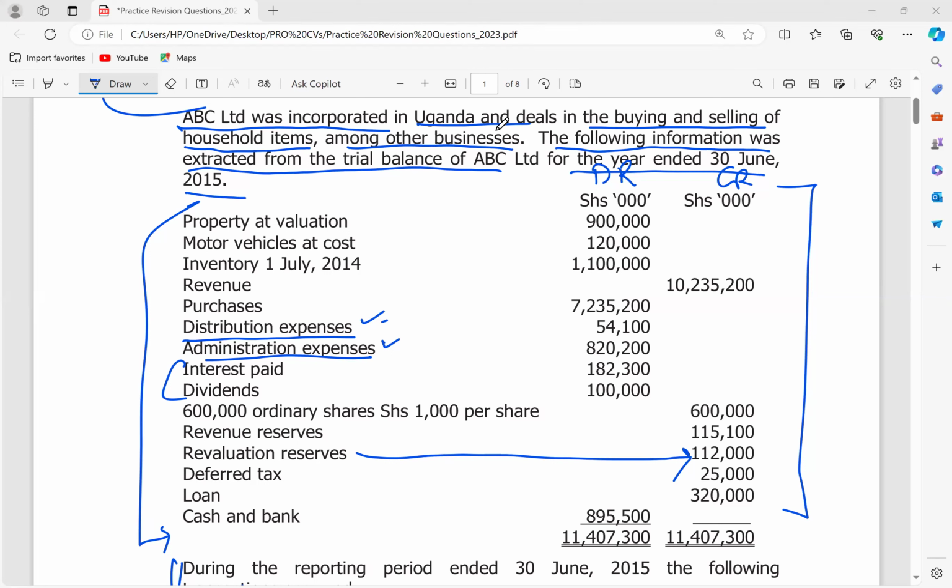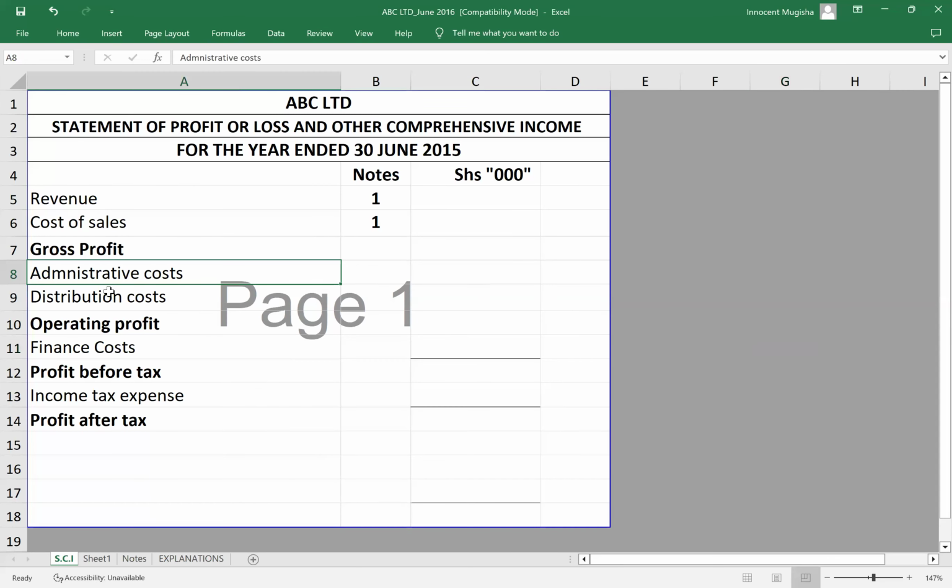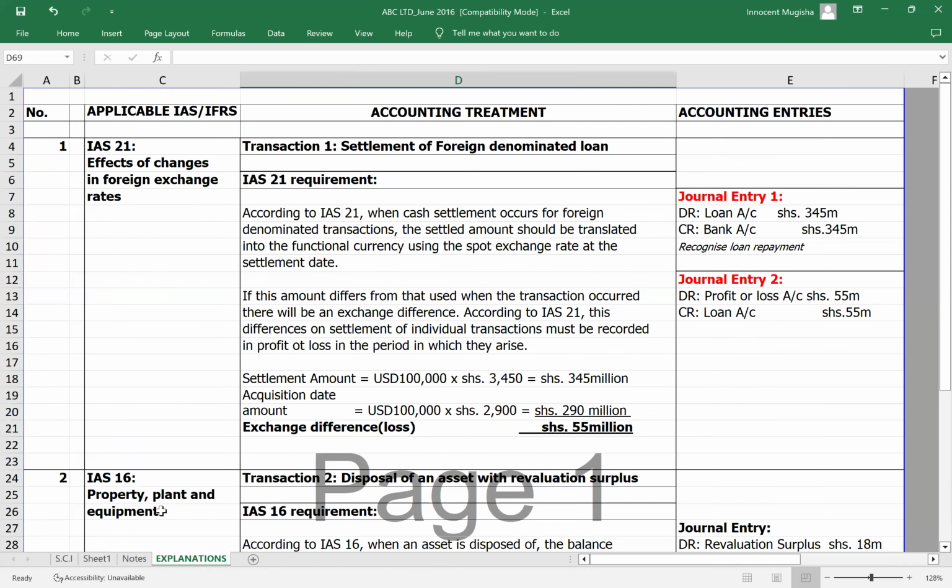So you'll be guided by the trial balance because you cannot have the two formats in one. It is either expenses by nature or expenses by function. So the answer is given by the trial balance. So we go back to our format, which is expense by function: administrative, distribution, finance. As you can see, we need to determine our revenue because we have some adjustments. We need to determine our cost of sales because of the workings in the additional information here.